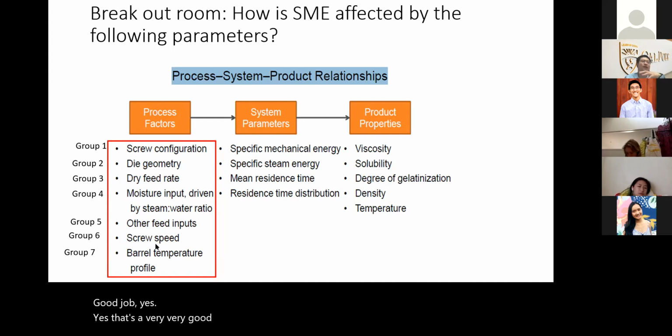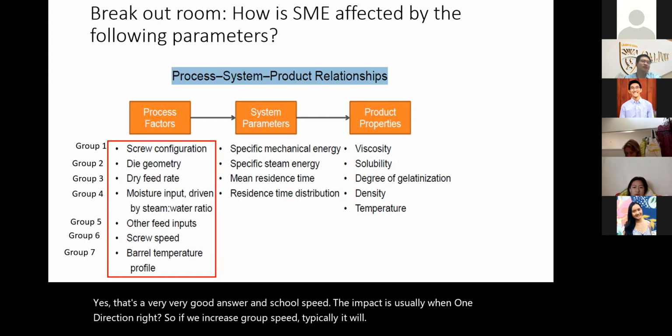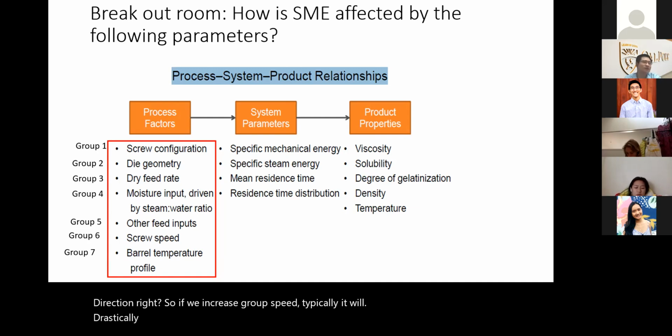And for screw speed, the impact is usually in one direction, right? So if we increase screw speed, typically it will drastically increase the energy that you input there. Okay.